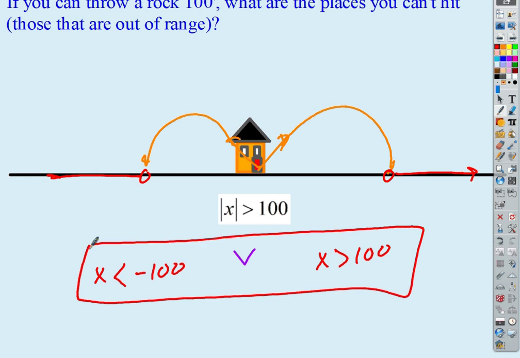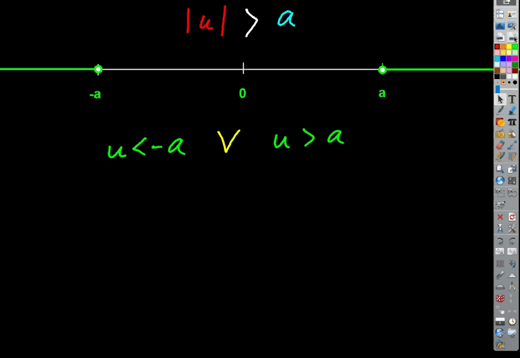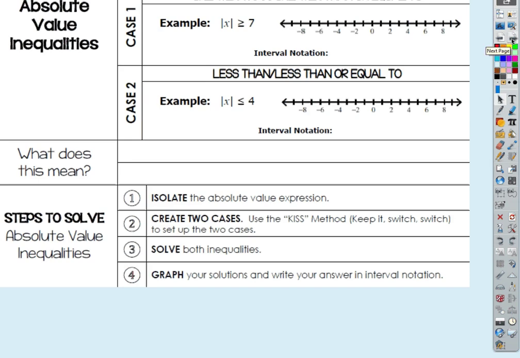And that's how that's always going to work. Whenever we have an absolute value greater than a number, we always know we're going to end up with an expression where whatever's inside has to be greater than the positive or less than the negative. It's an out-of-range picture, okay? Here's how we say it mathematically. We have the absolute value of something, call it u, could be anything, is greater than a number, then whatever's inside is either going to be less than the negative number or it's going to be greater than the positive. Okay, so on your little handout, let's just fill a couple things in there.